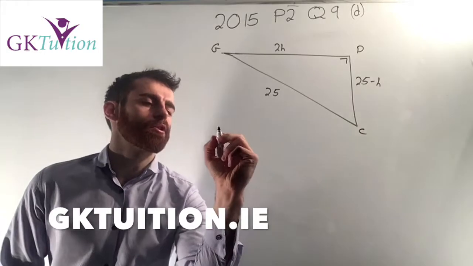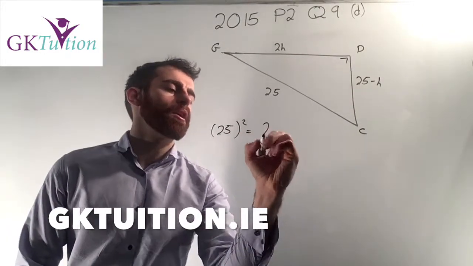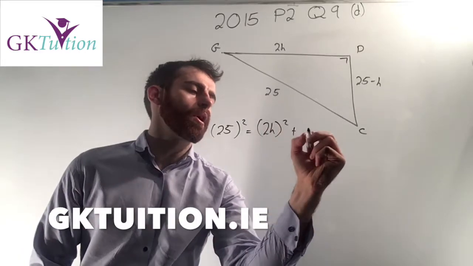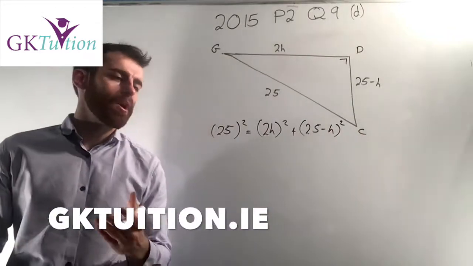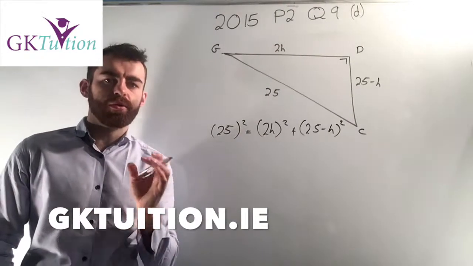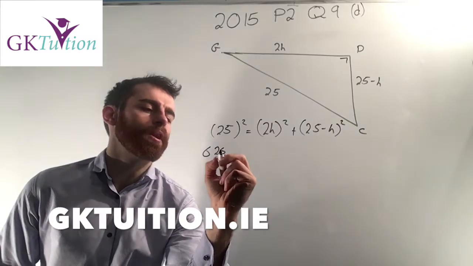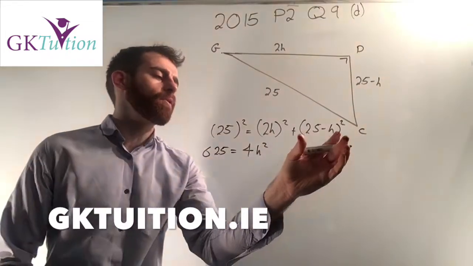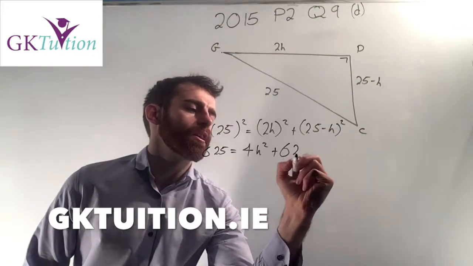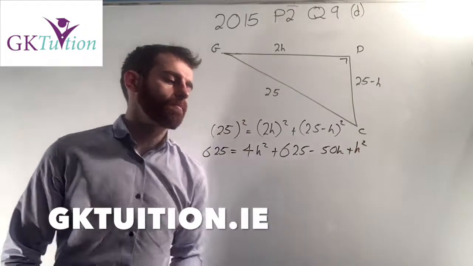So in this case, I can just sub in and say that 25 squared, the hypotenuse squared, is equal to 2H squared plus 25 minus H squared. I have one equation, one unknown, which means I can find my H. So 25 squared is 625. 2H by 2H is 4H squared. And if you multiply this out, you're going to get 625 minus 50H plus H squared.